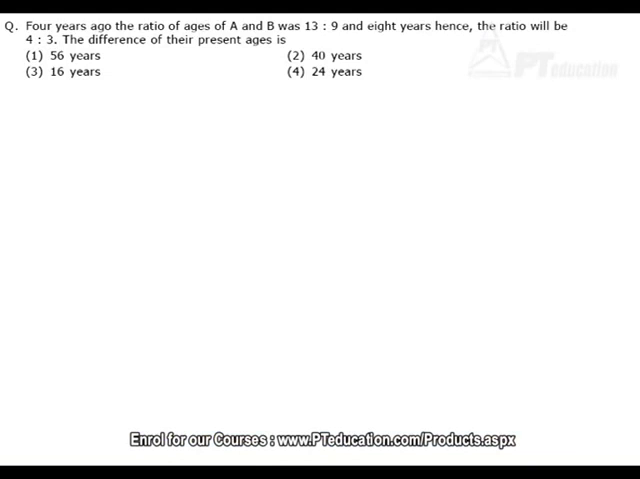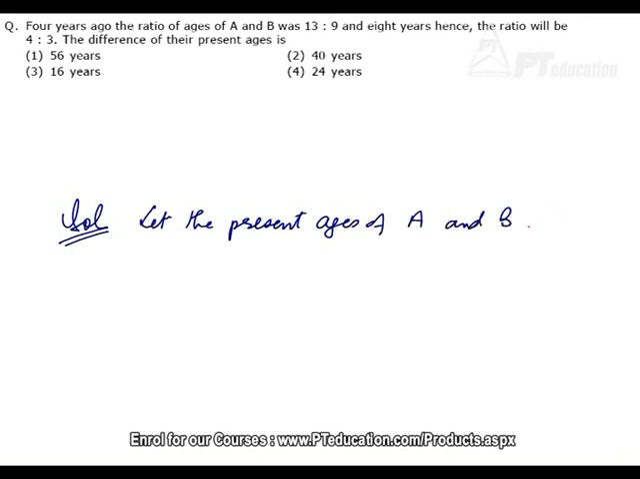The question is, 4 years ago, the ratio of ages of A and B was 13:9, and 8 years hence, the ratio will be 4:3. Here is the solution. Let the present ages of A and B be A and B itself.